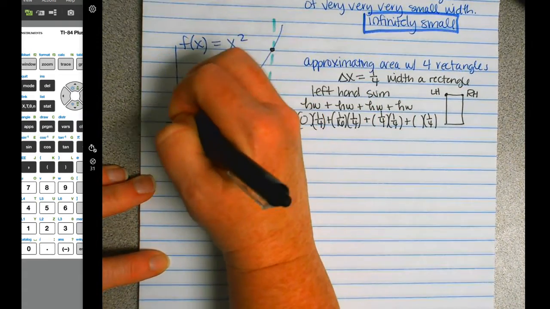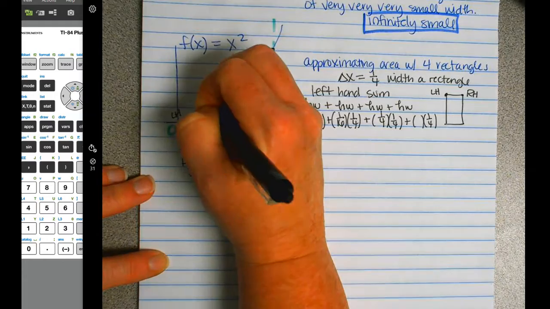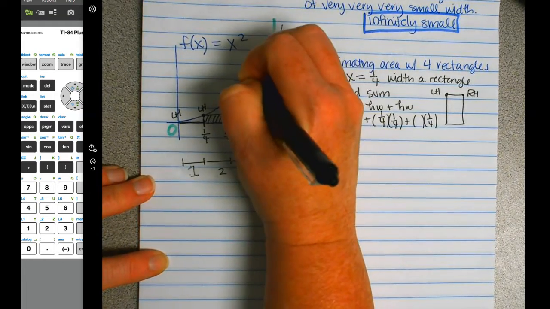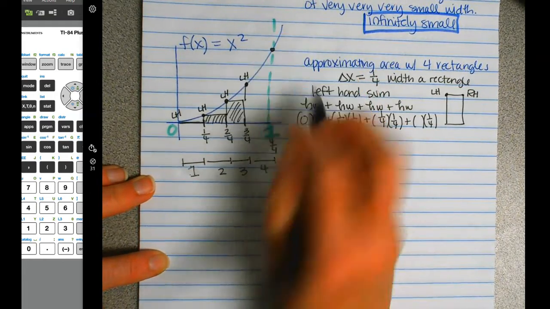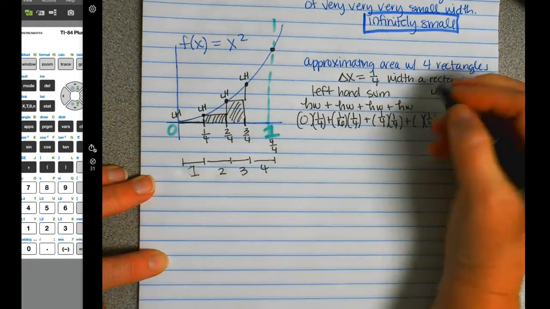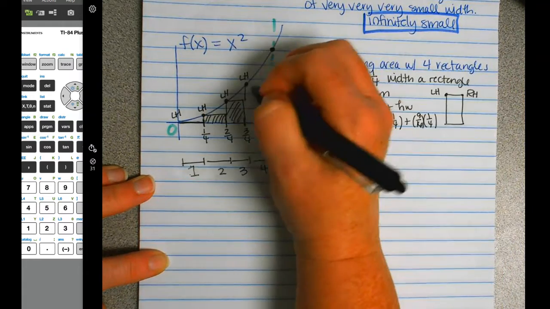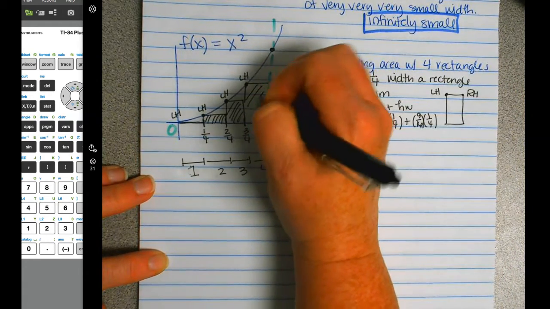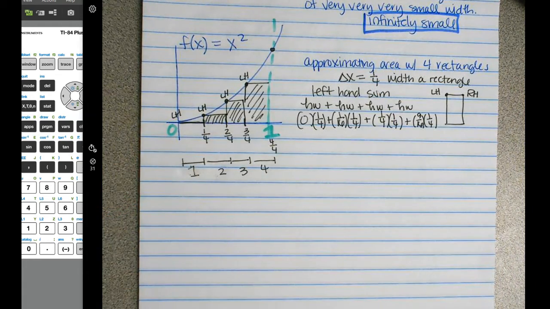So these were the left-hand heights. Left-hand, left-hand, left-hand, left-hand height. And so its value is 3/4 squared, or 9/16. So all we've done is add up 4 rectangles. That's it.